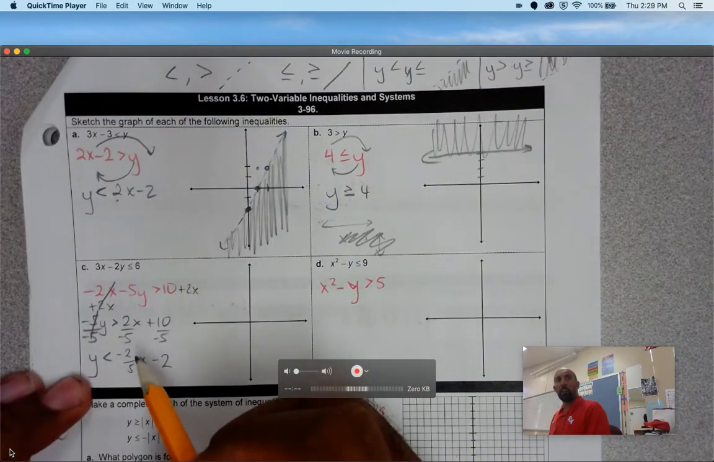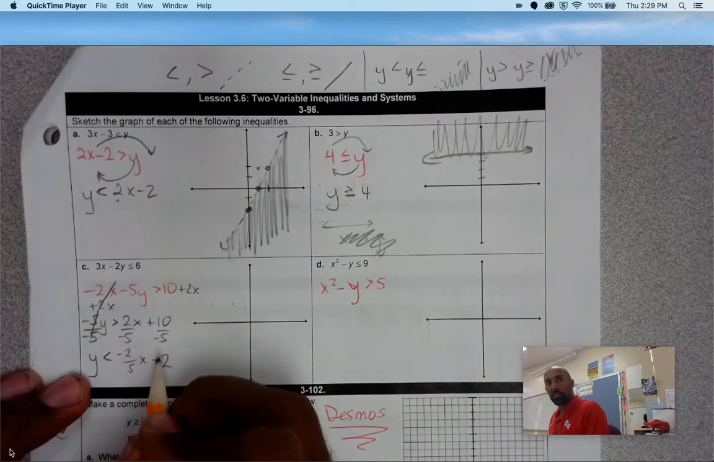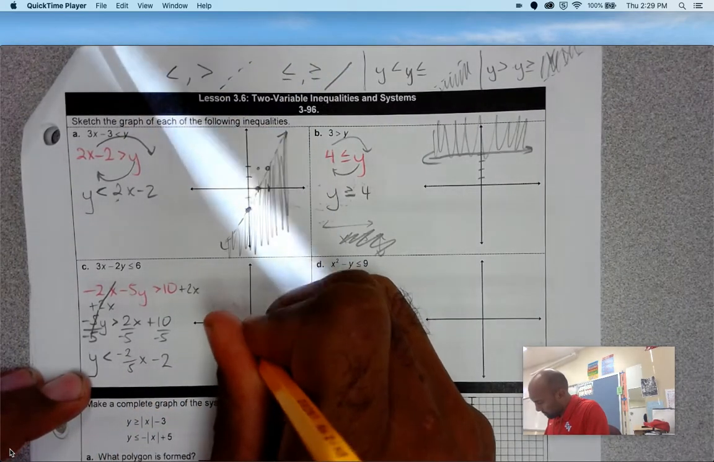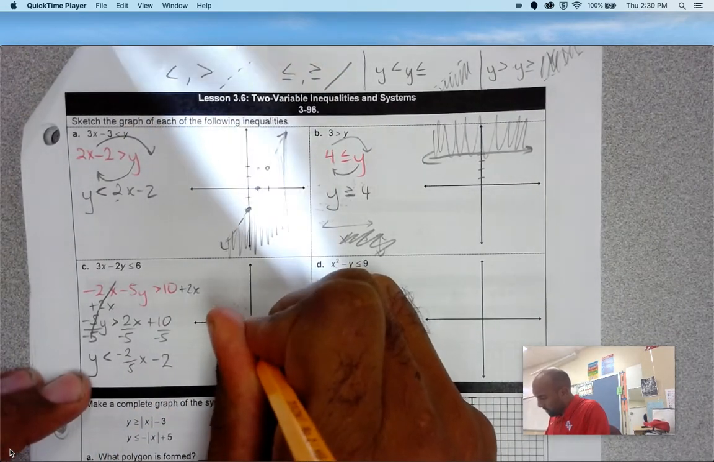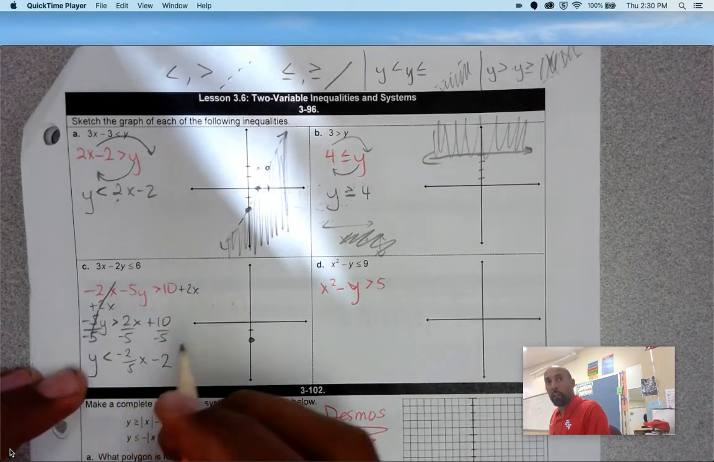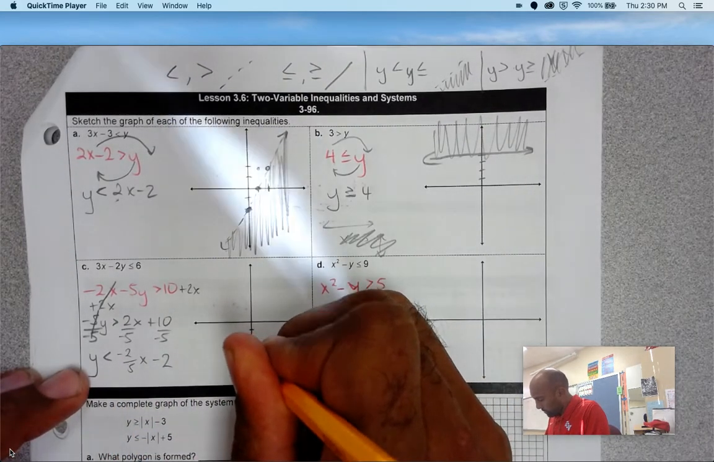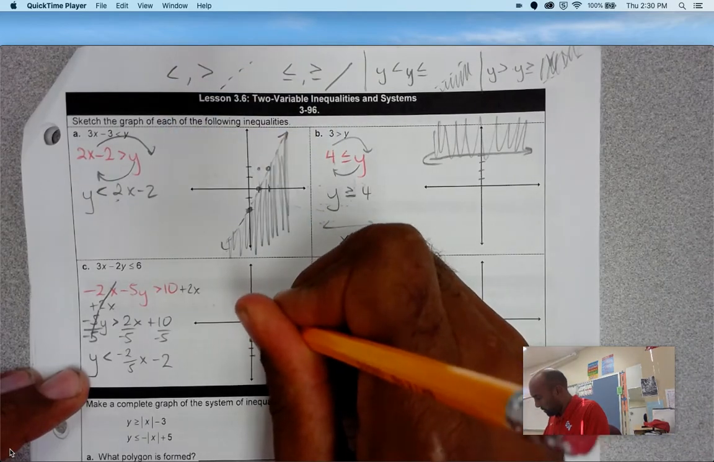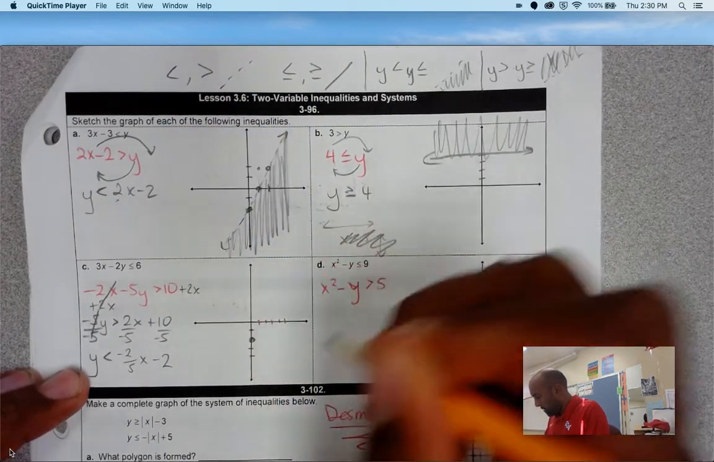Okay, so now we have an equation that is graphable. We're going to start at -2. That's the y-intercept. Then it goes down 2 and right 5. So we're going to go 1, 2, and then over 5: 1, 2, 3, 4, 5.